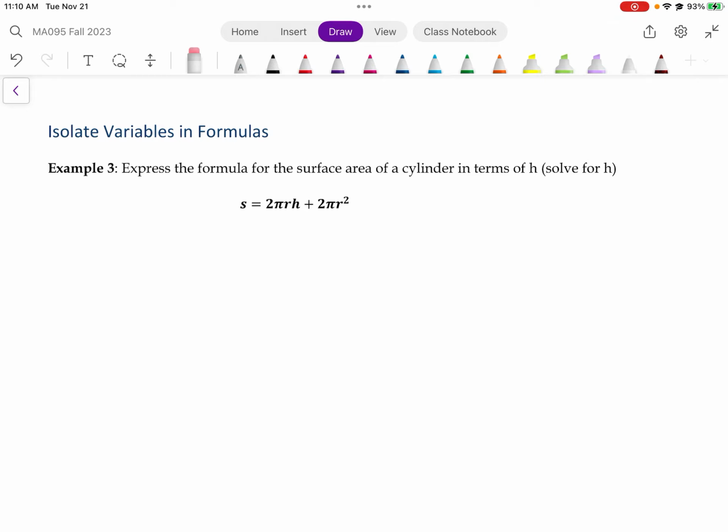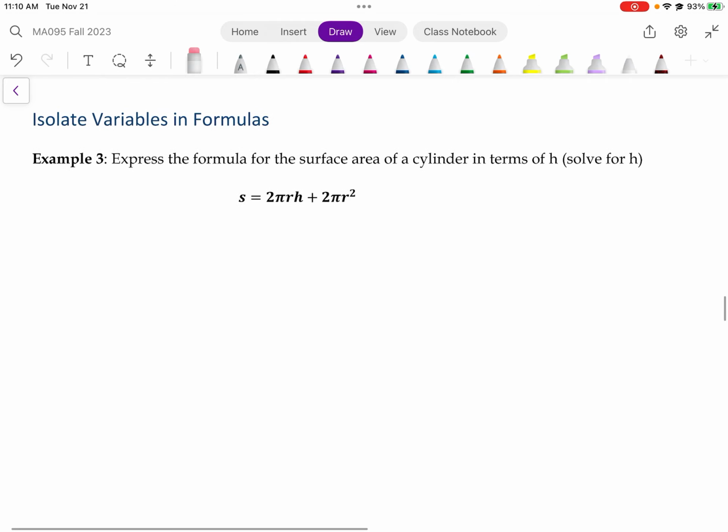All right. So isolating variables and formulas. This is another thing you'll be asked to do. So we are being asked to express the formula for surface area of a cylinder in terms of H. So this is the formula for the surface area of a cylinder, like a can. It would be the surface area of the whole thing, including the top and the bottom. But we've got to do it in terms of H. Okay, so here's my H. So we need to isolate H. I want to send everything else to the other side. How am I going to do that?